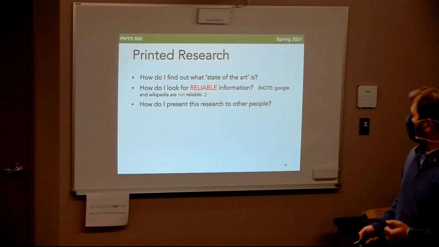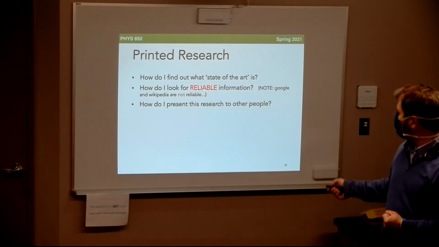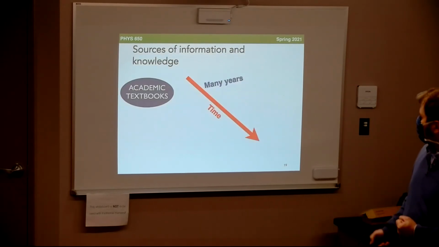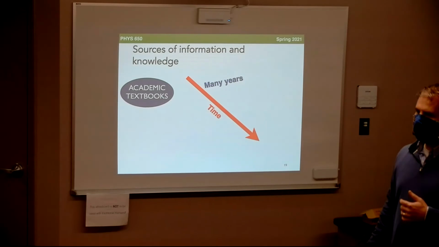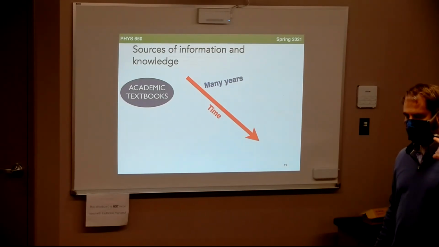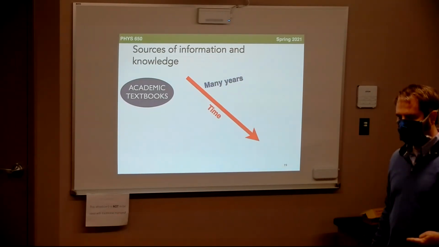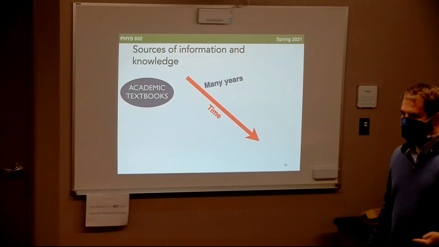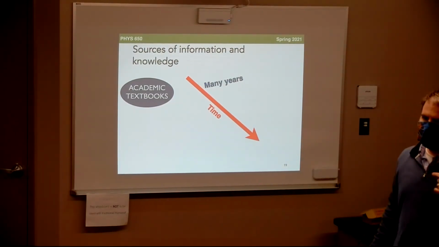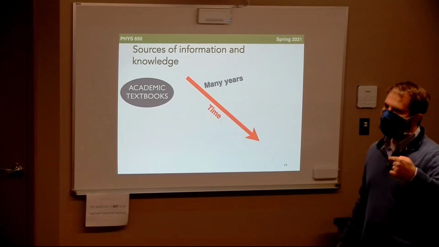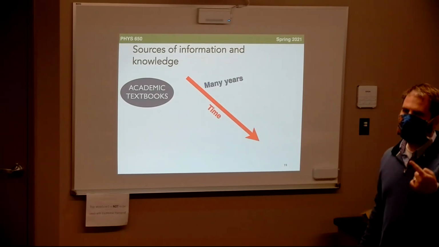And then print it. And so how do you look for reliable information? And then how do you present it? So textbooks take many years. So you can start thinking about these things as with a duty cycle. Textbooks get renewed, well, okay, fine, these 100 textbooks get renewed every year, not because there's new information in there, but because that's how we print money.